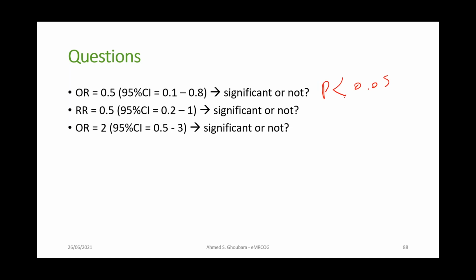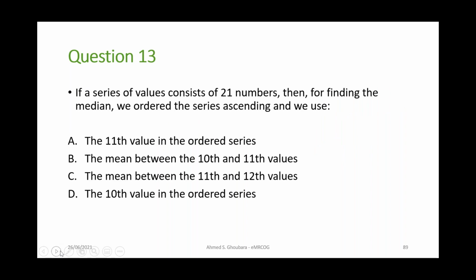Next one. So next one, not significant. Touches 1, not significant. I expect p-value to be more than 0.05. And the last one, again, it's not significant because there's 1 in between. So p-value, again, more than 0.05. That's it. So we're done with the confidence interval.